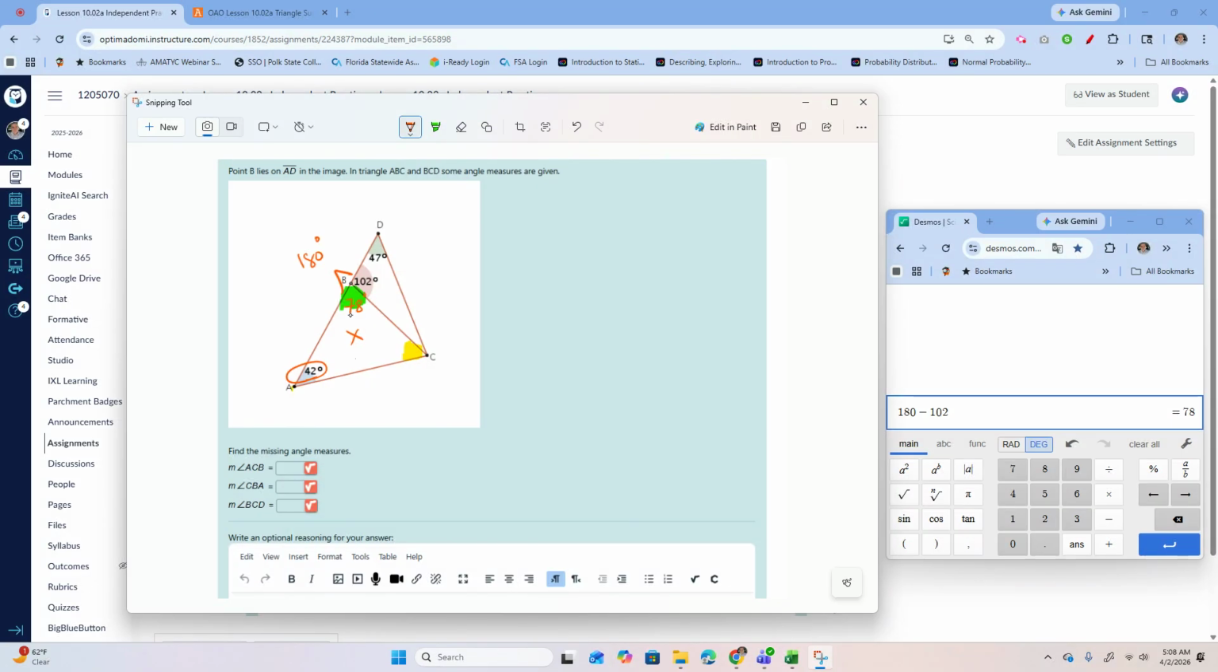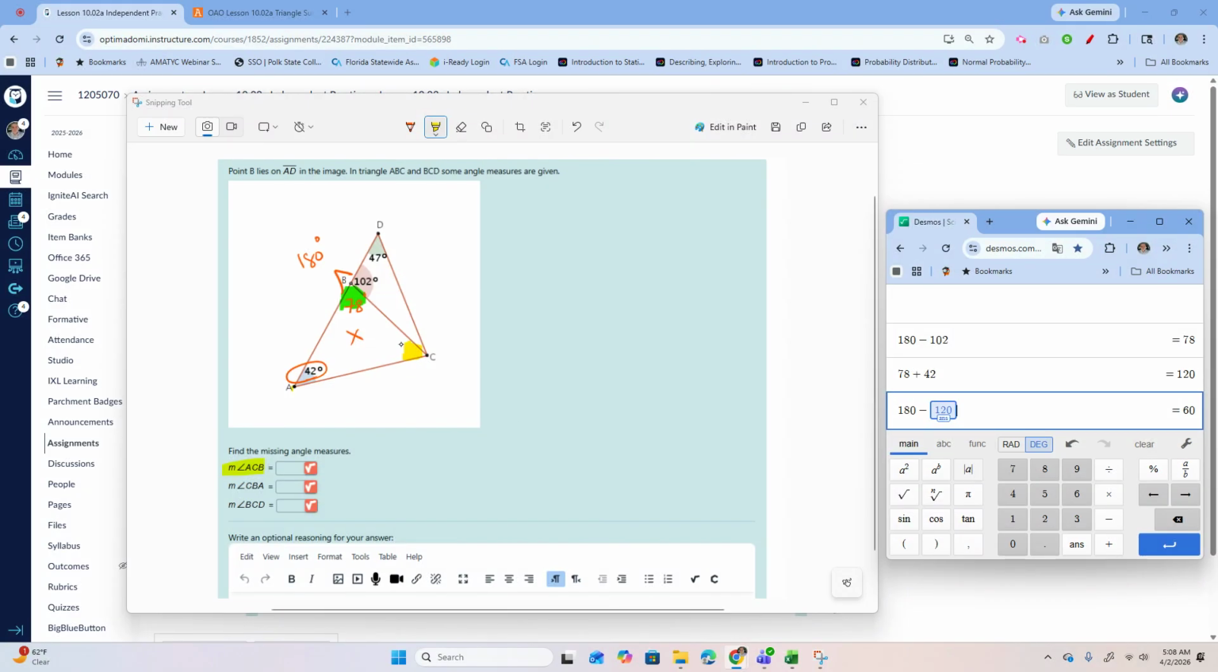And once I know how much is the green one, now I can find the yellow one, which is the one they asked me right here, ACB. Okay, so we're going to do the same thing again. I'm going to take 78, add the 42, and that gives me 120. And to find the yellow one, I'm going to take 180, subtract the 120, and you can see I got 60. So angle ACB is 60 degrees. Okay, so let me put the 60 here.